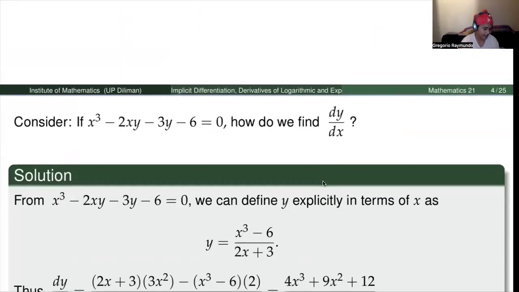So, consider x cubed minus 2xy minus 3y minus 6 equal to 0. How do we find the slope of the tangent line? Basically, we need dy over dx. So, solution, gawin natin, i-isolate natin away si y from x.